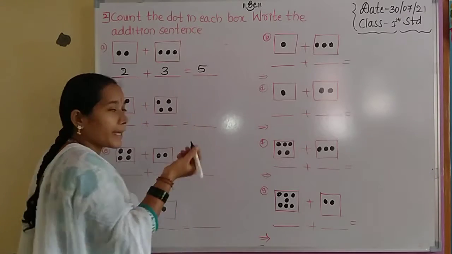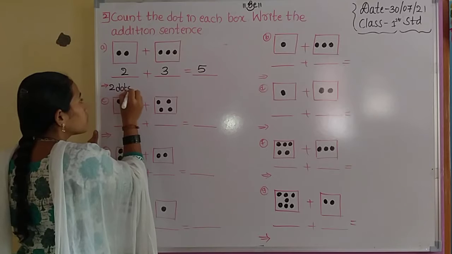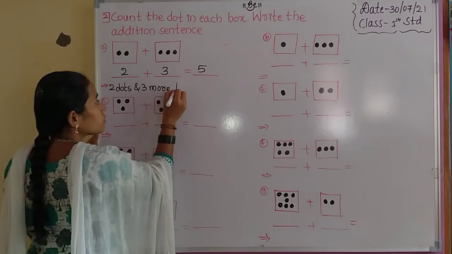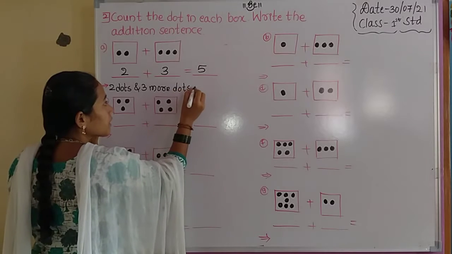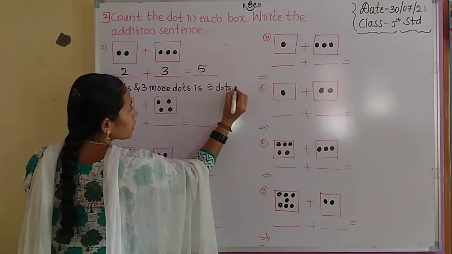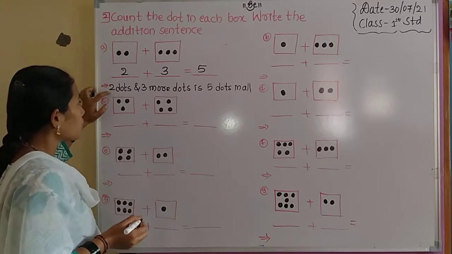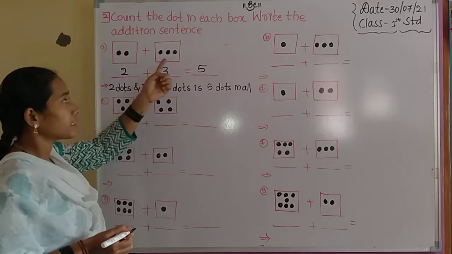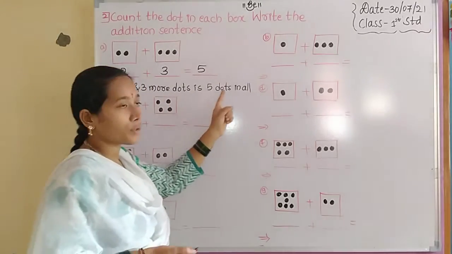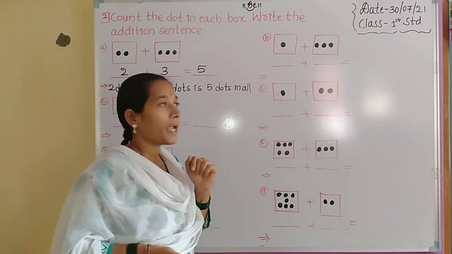Then how to write the addition sentence? 2 dots and 3 more dots is 5 dots in all. Okay, so here first 2 dots. Then we add 3 more dots to the 2 dots. We get what? 5 dots in all. 'In all' means what? The word representation of the addition.